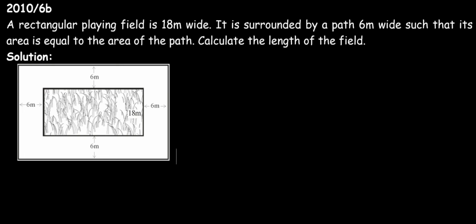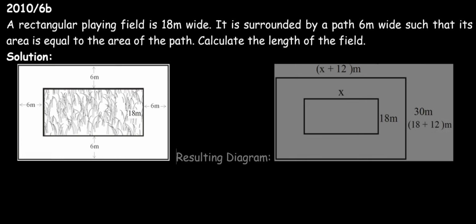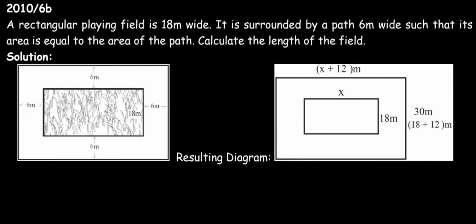If you look at it very well, we have 6 meter in the length side and at the breadth side between the inner rectangle and the outer one. The resulting diagram is as shown next. If you look carefully at the resulting diagram, the breadth of the field is earlier given as 18 meter. Now the surrounding rectangle, its breadth will be 30 meter because of the inner rectangle 18 meter plus the 6 meter up and 6 meter down, which is 12 meter. I will go to the problem proper.